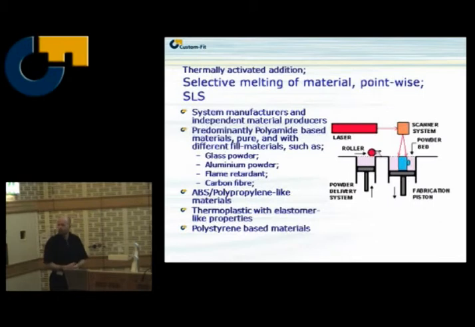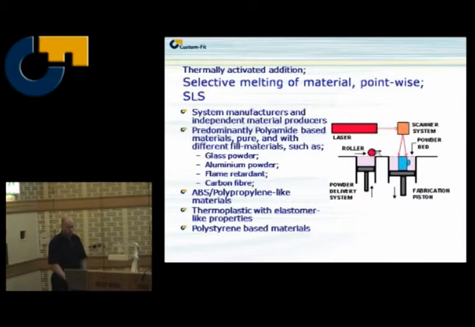Selective laser sintering, the most common method for rapid manufacturing applications. Usually you go into polyamide powders, that is nylons, quite often mixed with some different filler materials which have different properties, like glass powder, to get more abrasion resistance, a bit stiffer. Aluminum, the same thing, but also a metallic look, better heat conduction. Flame retardant, obvious reason. Carbon fiber, well, we can simply increase the material properties.